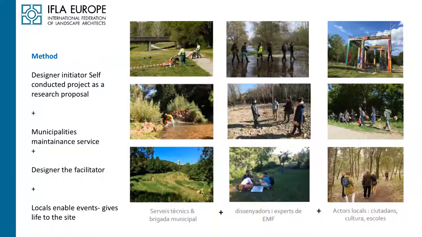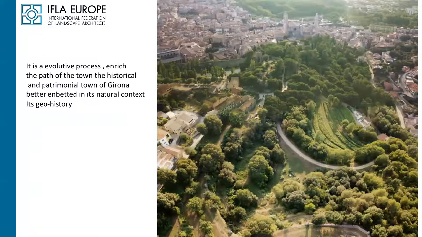And we have seen this as something that can be transferred to many of our other Mediterranean historical cities around the basin. So an evolutive process enriched the past and the town of the historic and patrimonial town of Girona for a better connection between nature and culture through this geohistory understanding. So the city does not stop just at its historical walls, much more it goes over to the shore of the overall landscape.